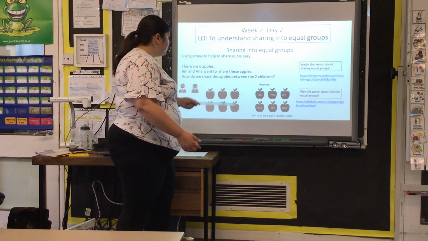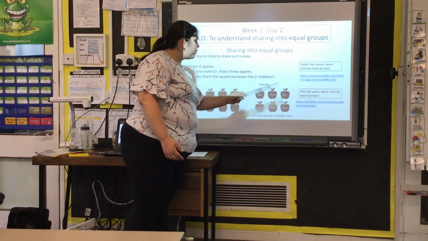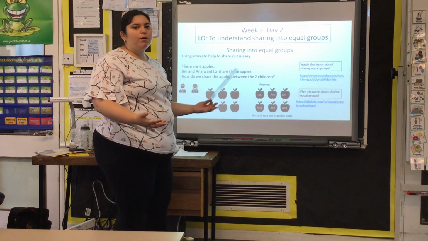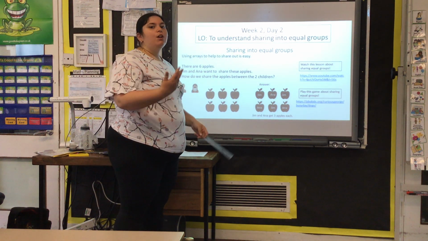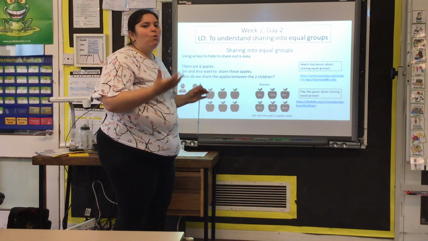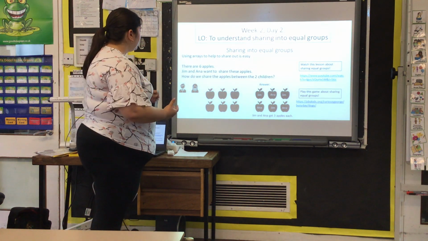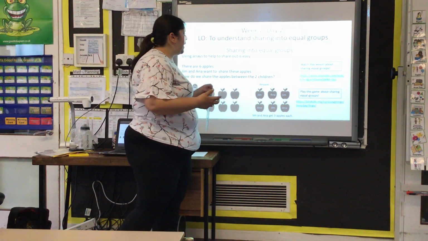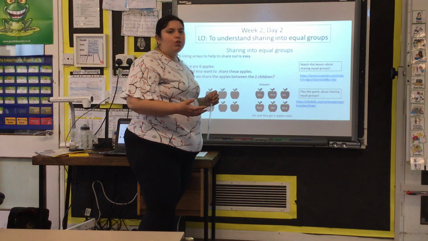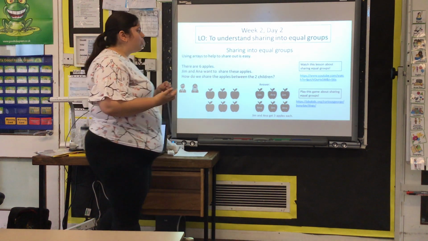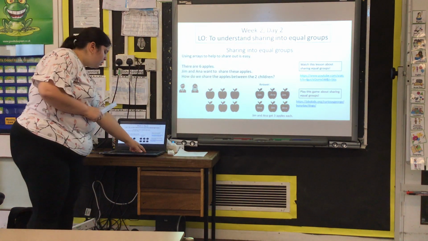So if we have a look at Jim, Jim gets 1, 2, 3, and Anna gets 1, 2, 3. So Anna gets 3, Jim gets 3. That means that they have the equal group. They have the equal parts. So remember, looking at our YouTube clip and also our game, so that helps you to make sure that you're doing the groups correctly.